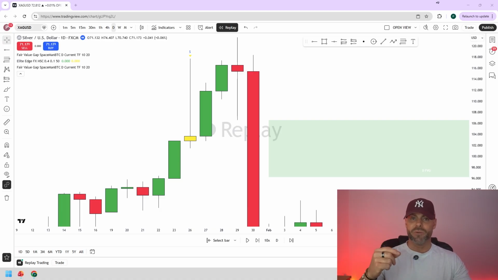Now, a hammer candle is just the opposite. So a hammer candle is a bullish reversal candle that forms after price has been moving down. It has a small body near the top of the candle and a long lower wick and little or no upper wick. Now what this shows is that sellers pushed the price lower, but then buyers stepped in strongly and then drove it back up before the close. So it's basically a sign of rejection of lower prices and a potential move back to the upside.